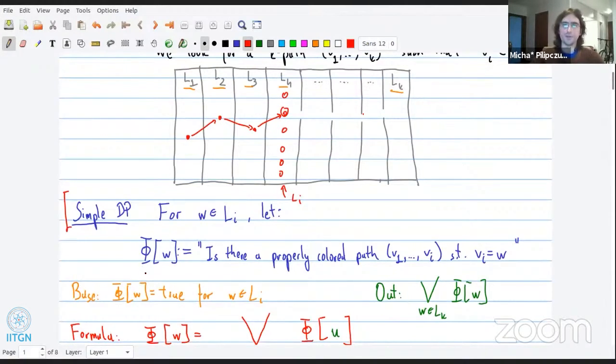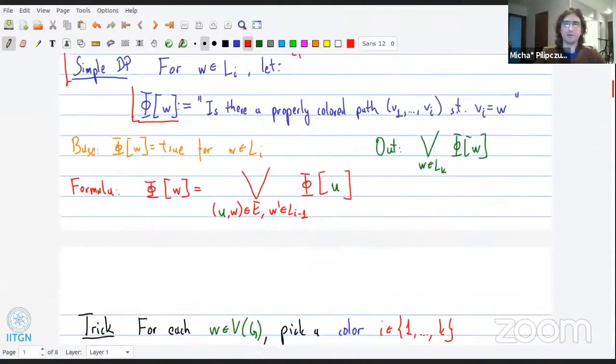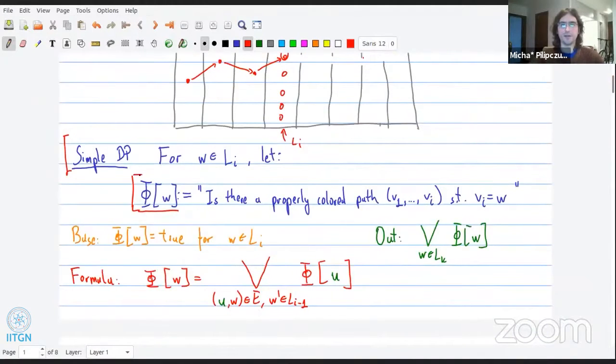So for every vertex w from layer i, let me define this function phi of w, which will be just a Boolean value. Is there a path looking like that? So is there a properly colored path v1, v2, v3, up to vi, which is equal to w, such that each vj is of color j, right? If I define this Boolean value, then I can easily write a recursive formula for computing it.